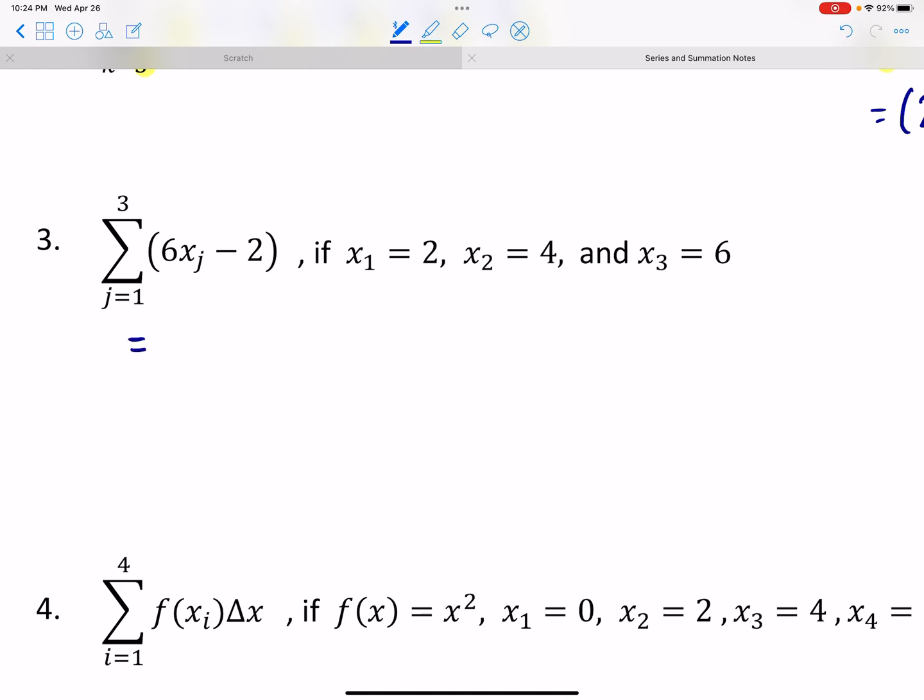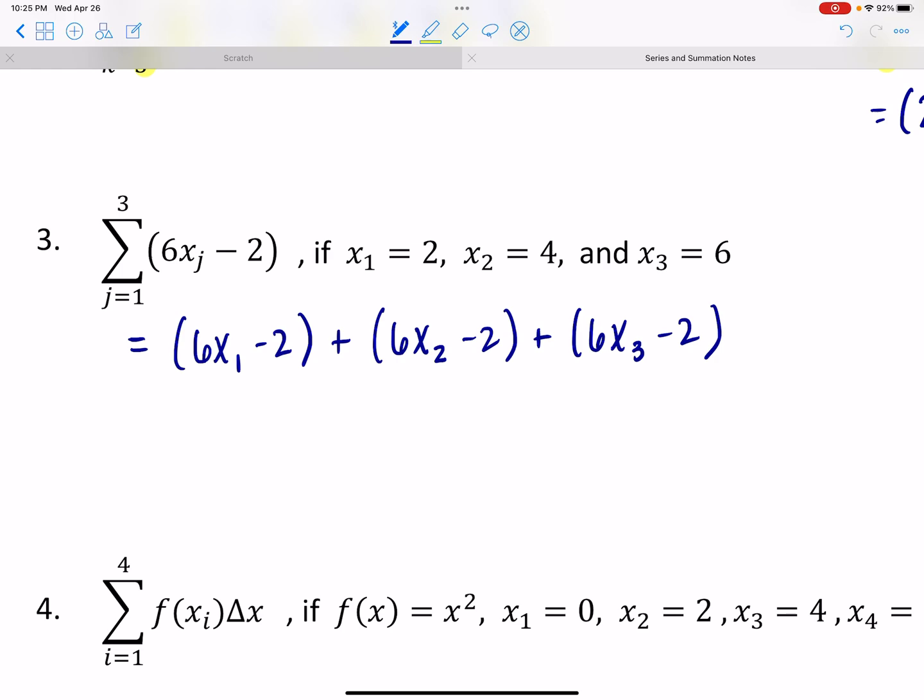So the first term would be 6 x sub 1 minus 2, plus the second term would be 6 times x sub 2 minus 2, plus the third term would be 6 x sub 3 minus 2. So each term, again, replacing j with 1 through 3. So 1, then 2, then 3. And if we didn't have this information, we would have to stop here. But because it gives us values for x sub 1, x sub 2, and x sub 3, we're going to go ahead and replace those.